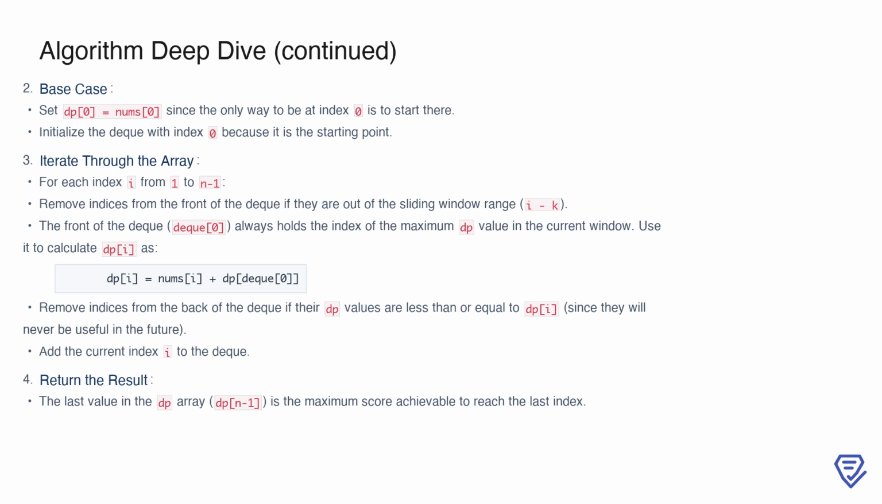After updating dp[i], we clean up the back of the deque by removing indices whose dp values are less than or equal to the current dp[i], as they are no longer useful for future calculations. Finally, we add the current index i to the deque, ensuring it's available for the next steps. Once we complete this process for the entire array, the last value in the dp array, dp[n-1], will give us the maximum score achievable to reach the last index.